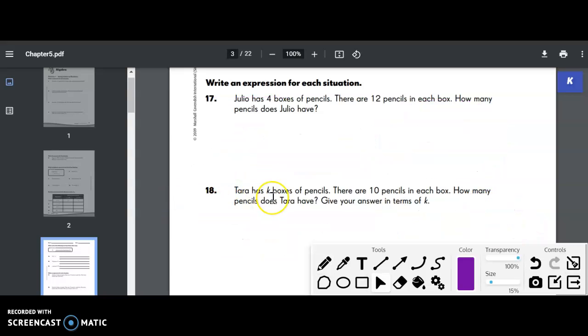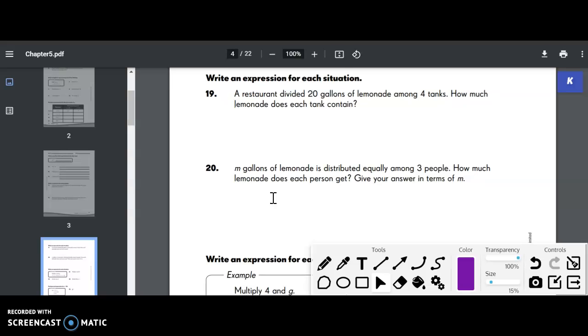Let's do a few more examples. All right. A restaurant divided 20 gallons of lemonade among 4 tanks. How much lemonade does each tank contain? Again, we're writing an expression. So we're taking 20 gallons, we're dividing it among 4 tanks. That's an expression that shows how much each tank has.